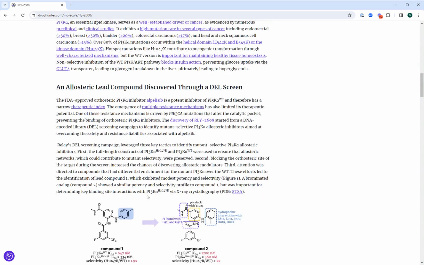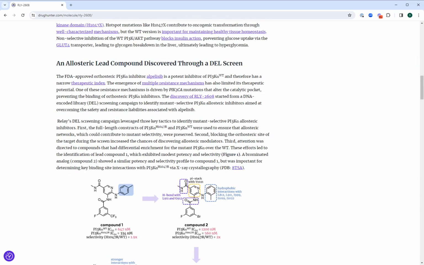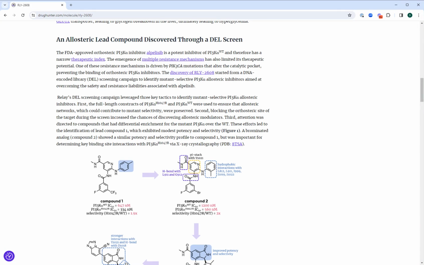We talk about how this compound was discovered. So here, this compound was actually discovered in a DEL screen where three things were ensured. First, full-length wild type and mutant constructs were compared to preserve the allosteric network. Second, the orthosteric site was blocked in order to increase the chances of discovering an allosteric modulator. And third, they looked for particular high activity on the mutant PI3 kinase over the wild type.